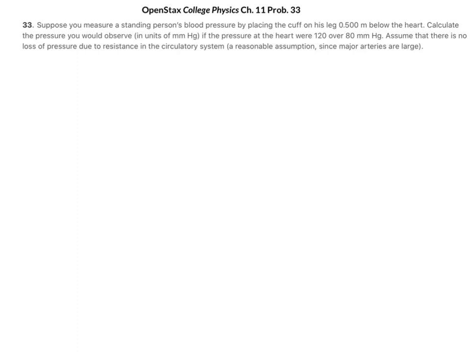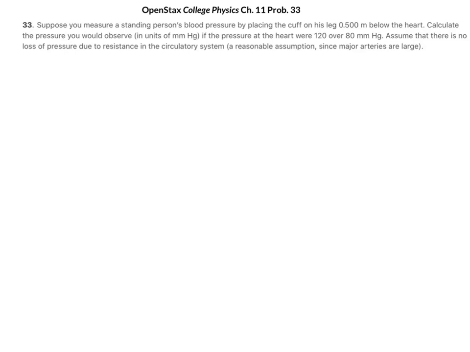Let's look at OpenStax College Physics, Chapter 11, Problem 33. Suppose you measure a standing person's blood pressure by placing the cuff on his leg 0.5 meters below the heart. Calculate the pressure you would observe in units of millimeters of mercury if the pressure at the heart were 120 over 80 millimeters of mercury.